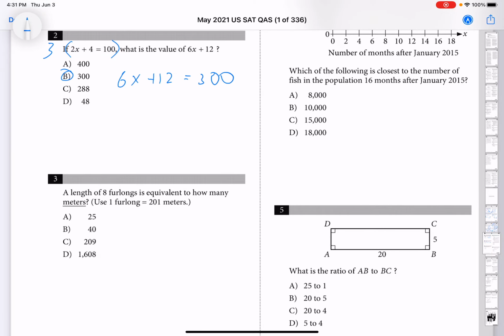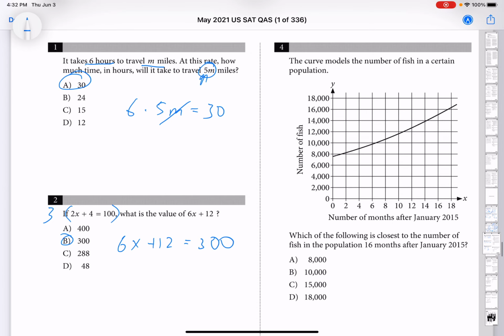Number 3, a length of 8 furlongs is equivalent to how many meters? So 8 furlongs is how many meters? If 1 furlong is 201, what I do is I take 201 and I multiply by the 8. It's going to be 1608. The answer is D for number 3.